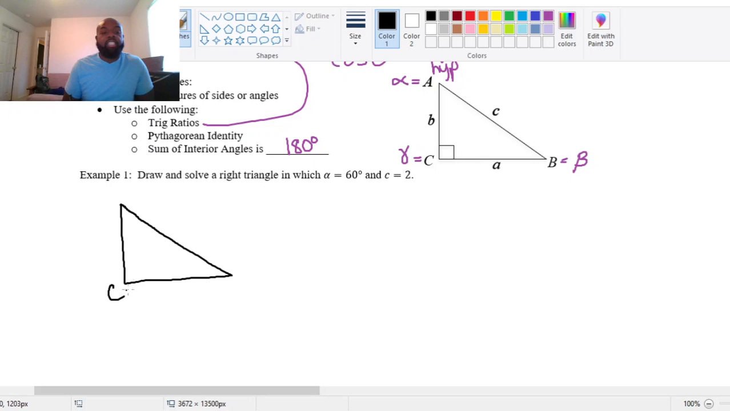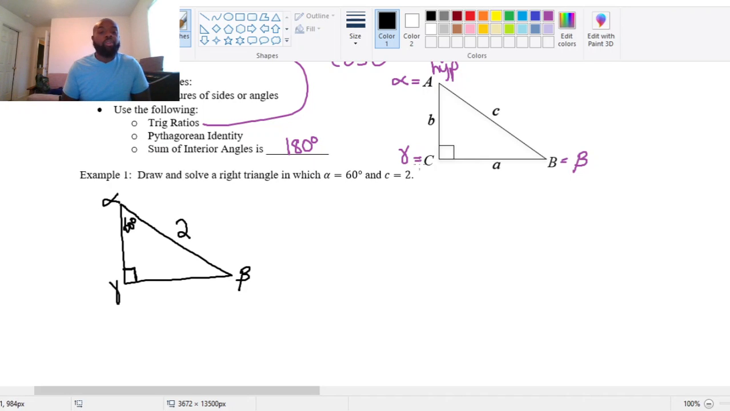So I know I'm going to have C here, or I'm not going to say C, I'm going to do gamma because I think our textbook currently uses gamma. I might be mistaken. All right, so this is gamma. I'm going to call this side length alpha and this one beta. And this is telling me that alpha is 60 degrees, so I'm going to put that there. And the side length C is 2.